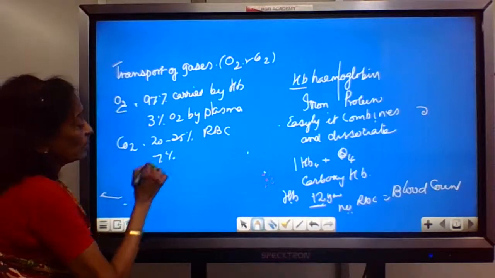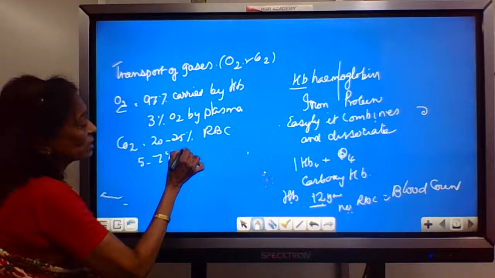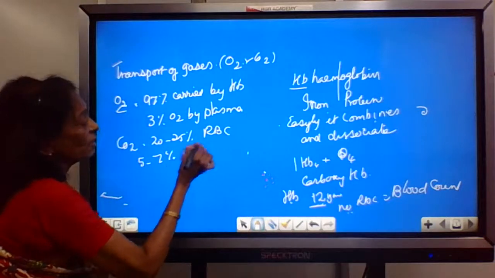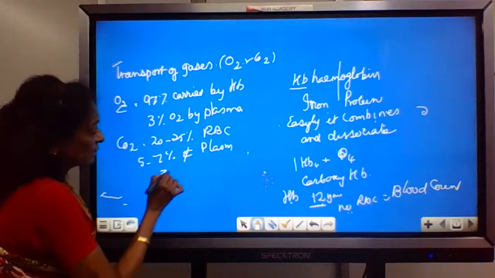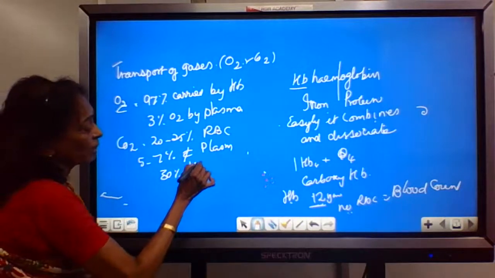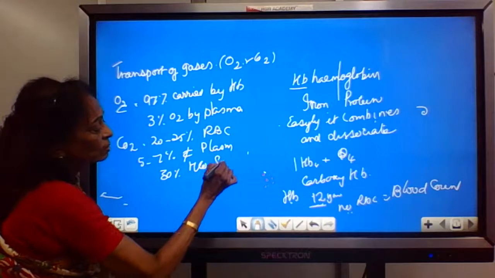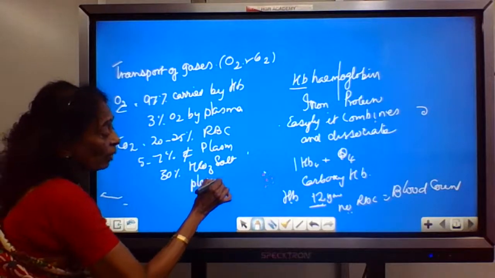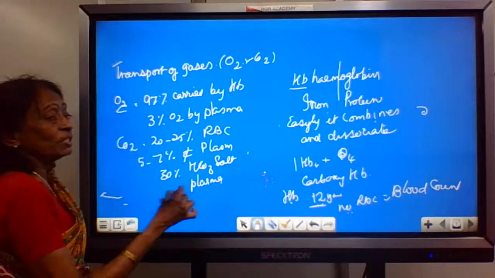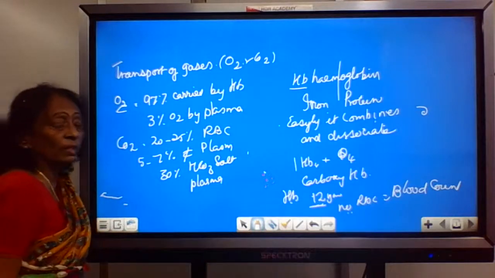So 5 to 7% is carried by the plasma, and the remaining 30% is in the form of bicarbonate salt, which is present in the plasma. This bicarbonate salt formation will exchange between the RBC and plasma. That is the chloride shift, and we are not learning that to that extent.